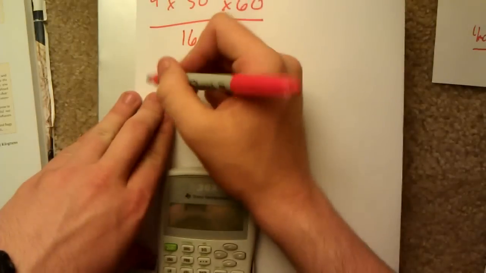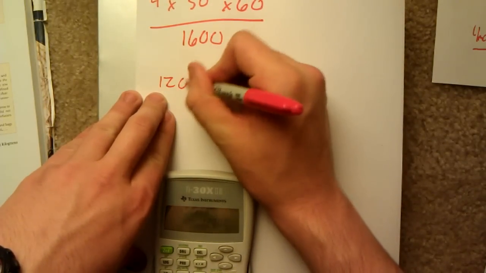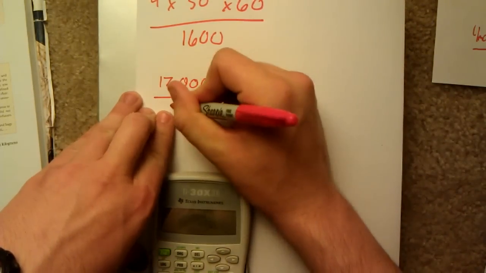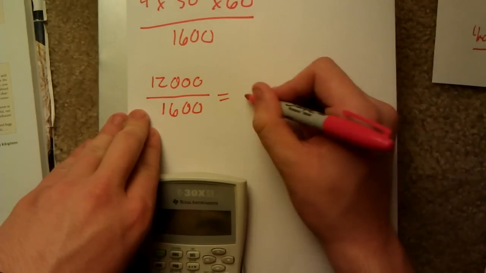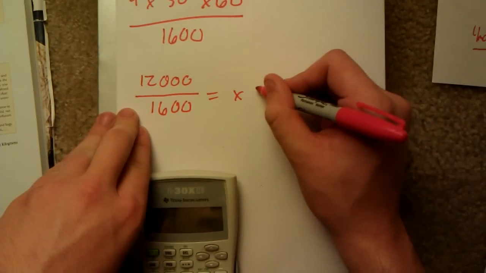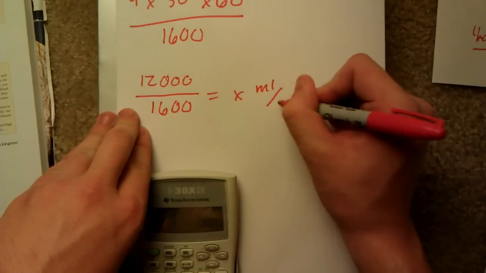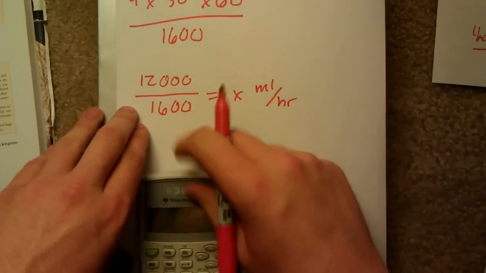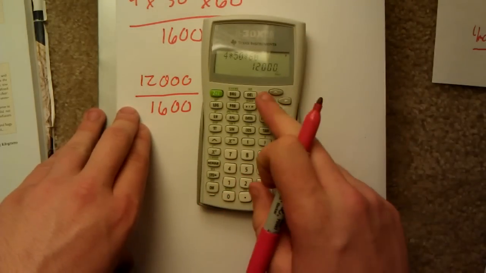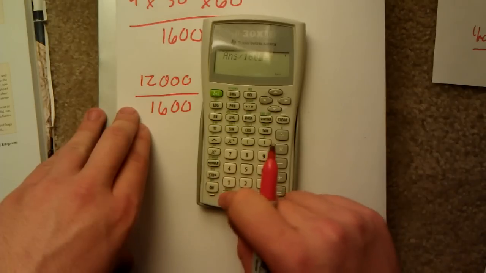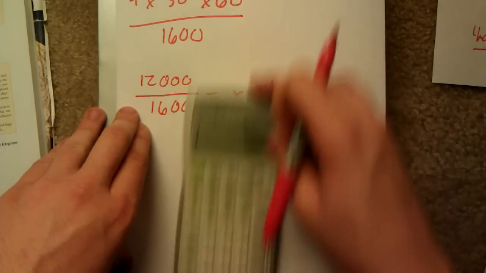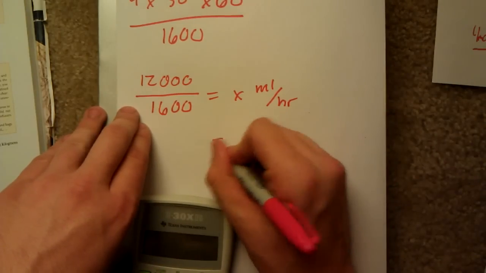So let's go ahead and write that. 12,000 over 1,600. Okay? And this is going to give our answer in milliliters per hour. So if we go ahead and do that simple division, we have our 12,000 right here divided by 1,600. And you get 7.5. Simple as that.